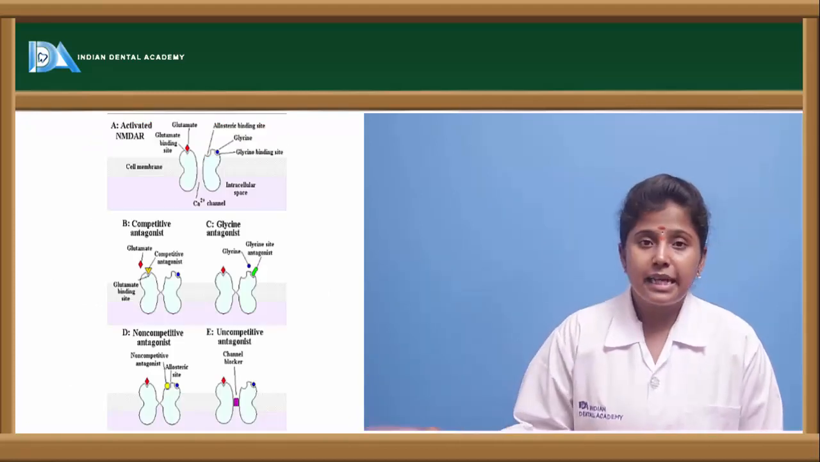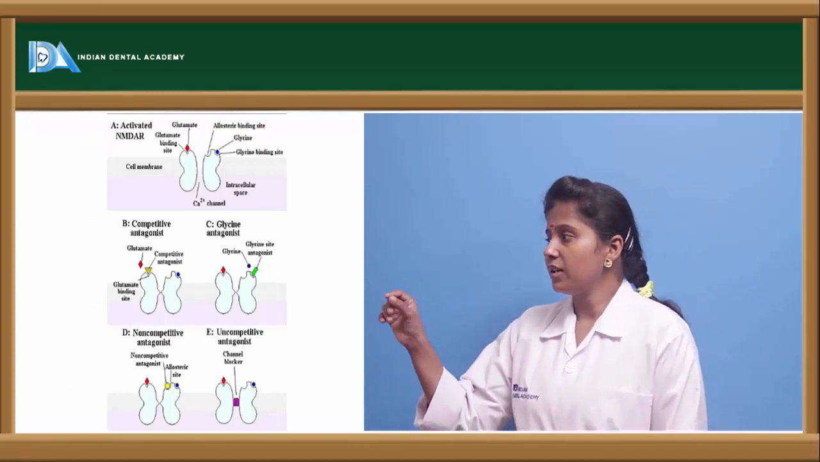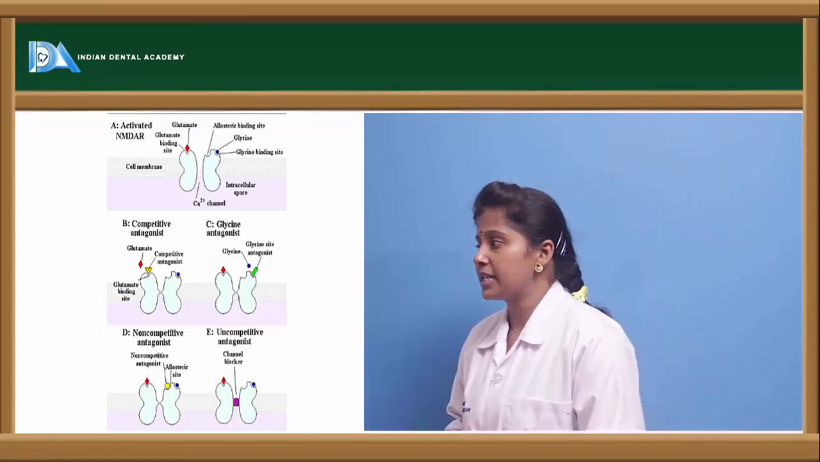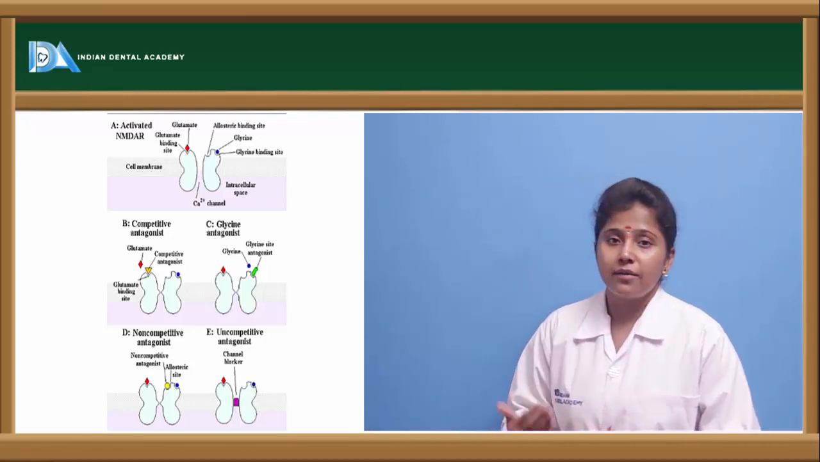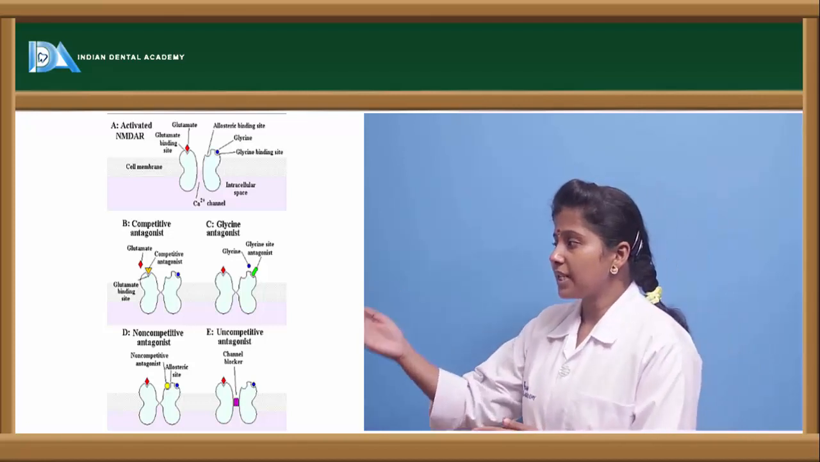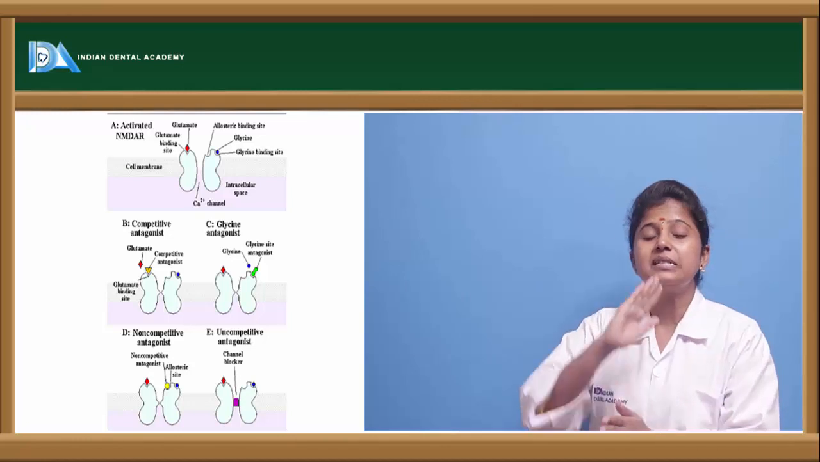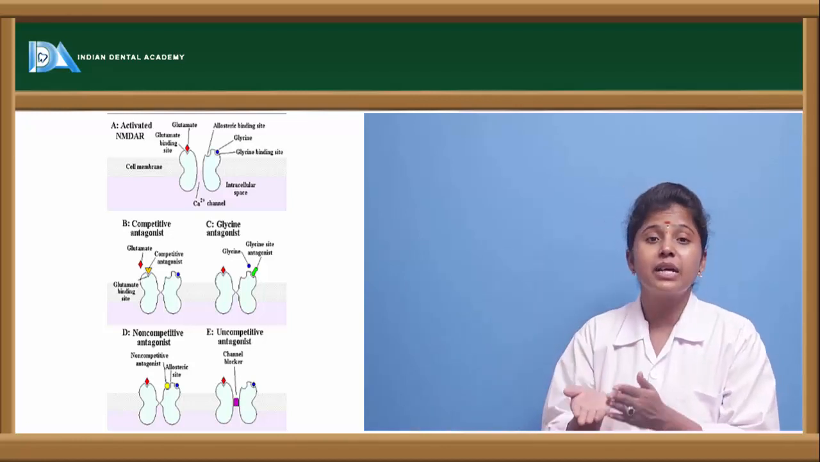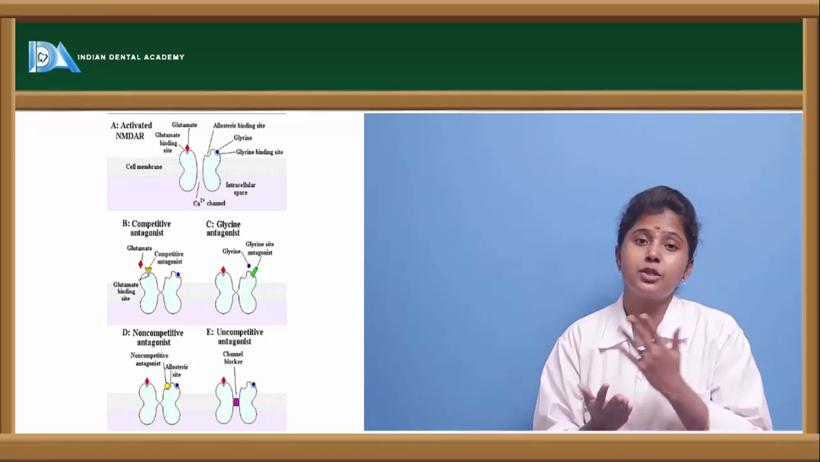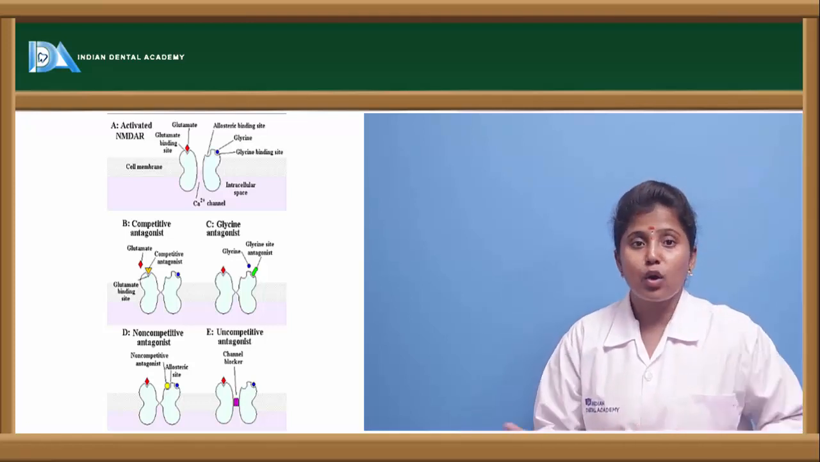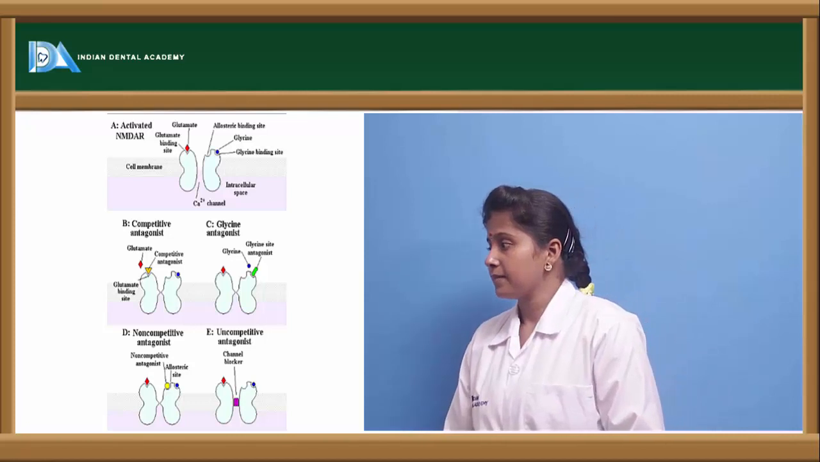This is an example of antagonism. Here the glutamate binds to the glutamate binding site of the NMDA receptor, and thereby it shows various effects. If we see the other side, the glutamate place is replaced by an antagonist, and thereby it is not allowing the glutamate to show its action. So that is leading to the nullified effect or no effect.